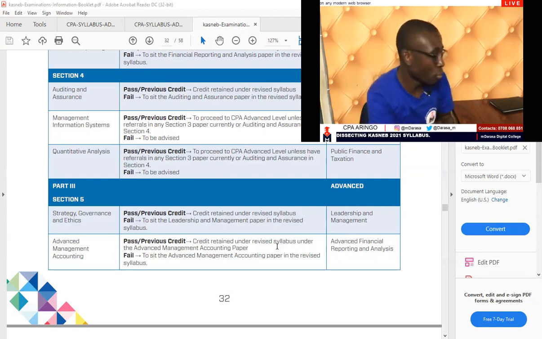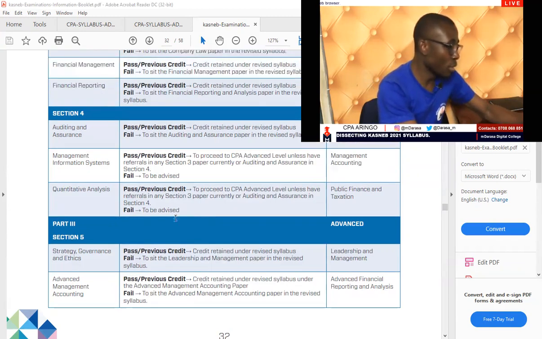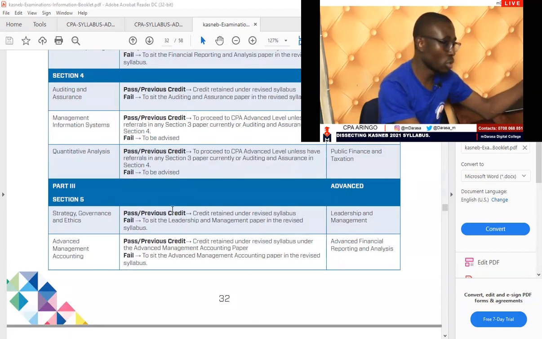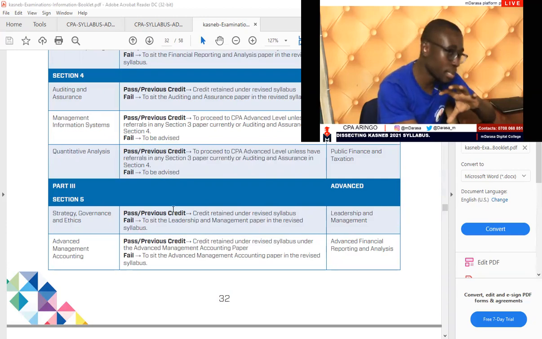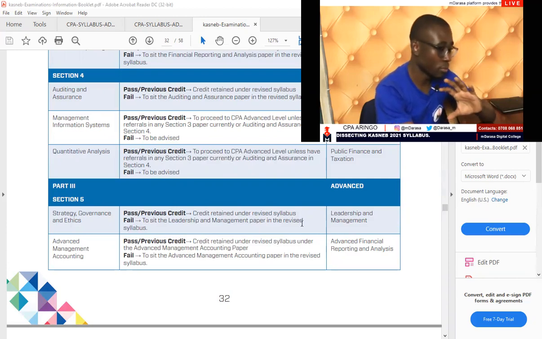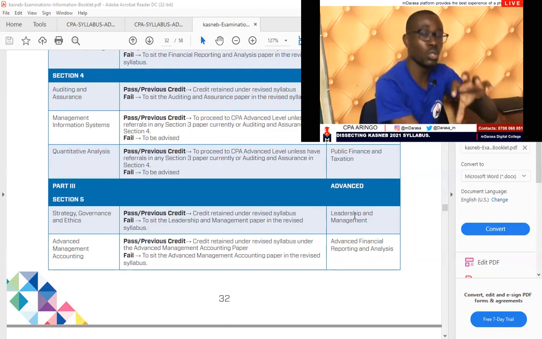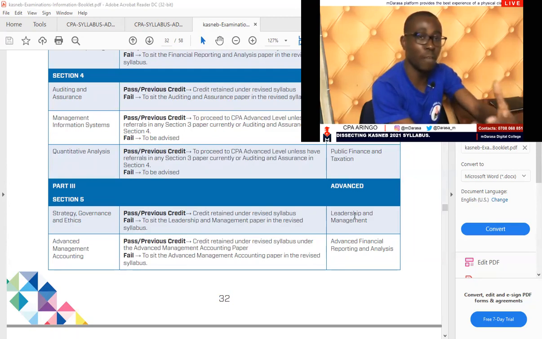Like, for example, this is what Mwalimu is saying. You're done with section 4. Right now, you are transiting towards advanced level. It means that you're going to do these papers. Mark it very clearly. I'm talking of the students who are coming from section 4 now. They have passed, they are joining advanced level.